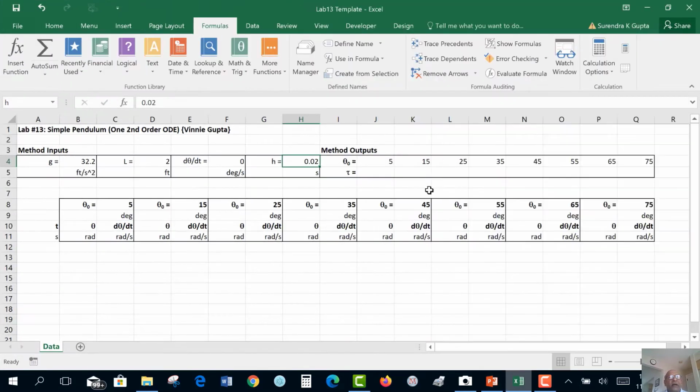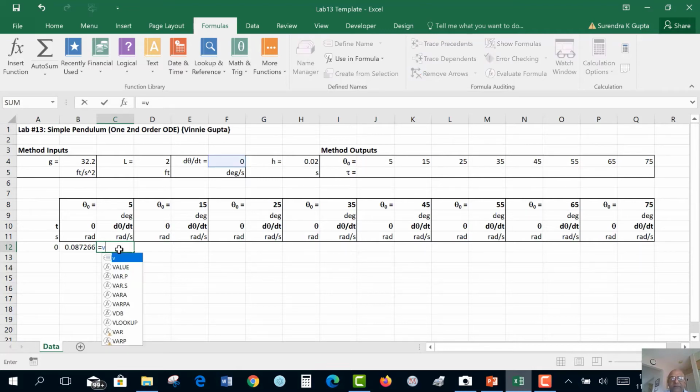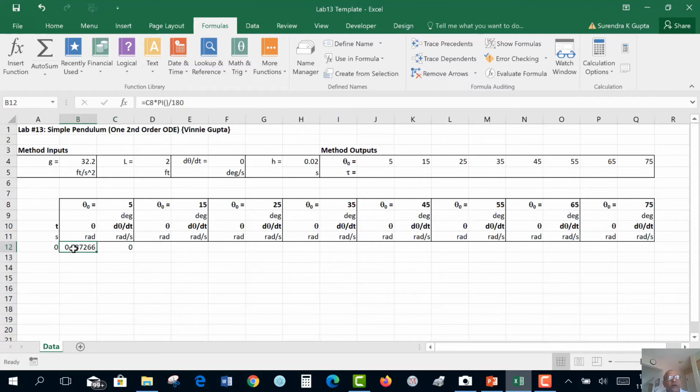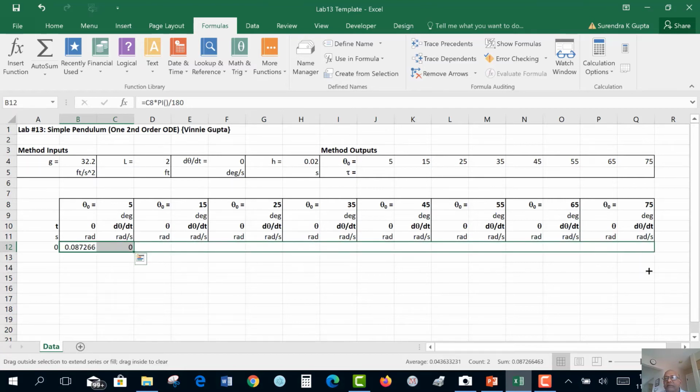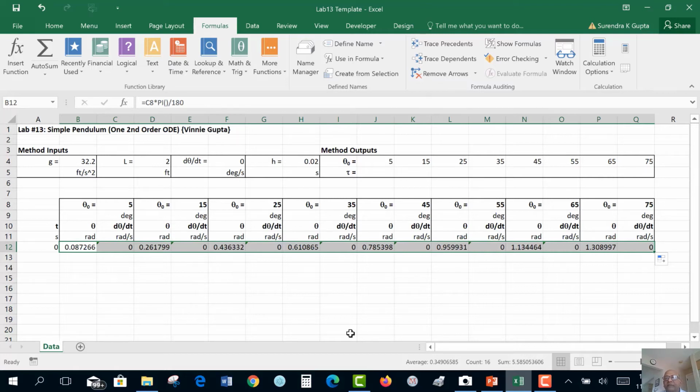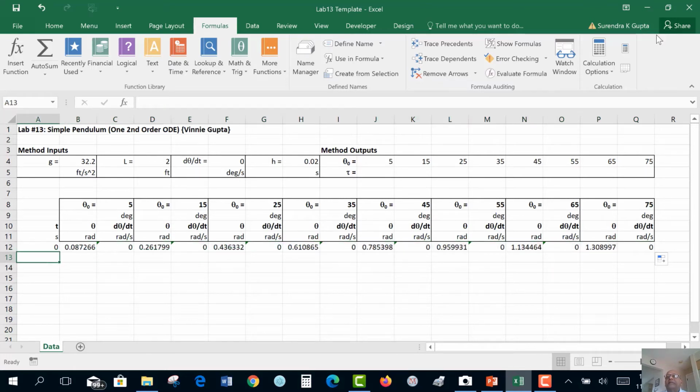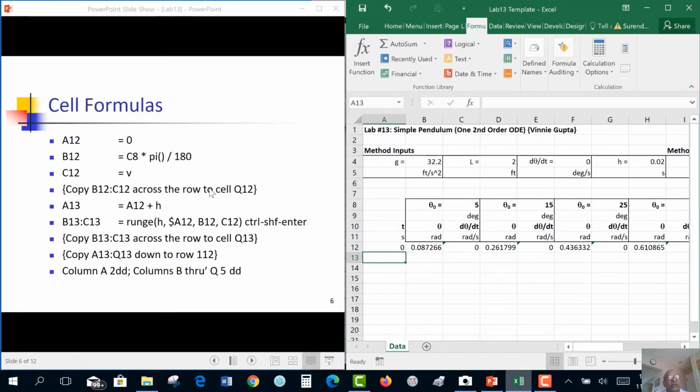All right, let's start putting in our formulas. So T is equal to 0. Theta 0 is this value, which is in degrees. So we are going to take this, multiply by pi, divide by 180. And this is equal to V. Okay. So we are going to take these 2 formulas and copy them across. All right. So that's what we have done.